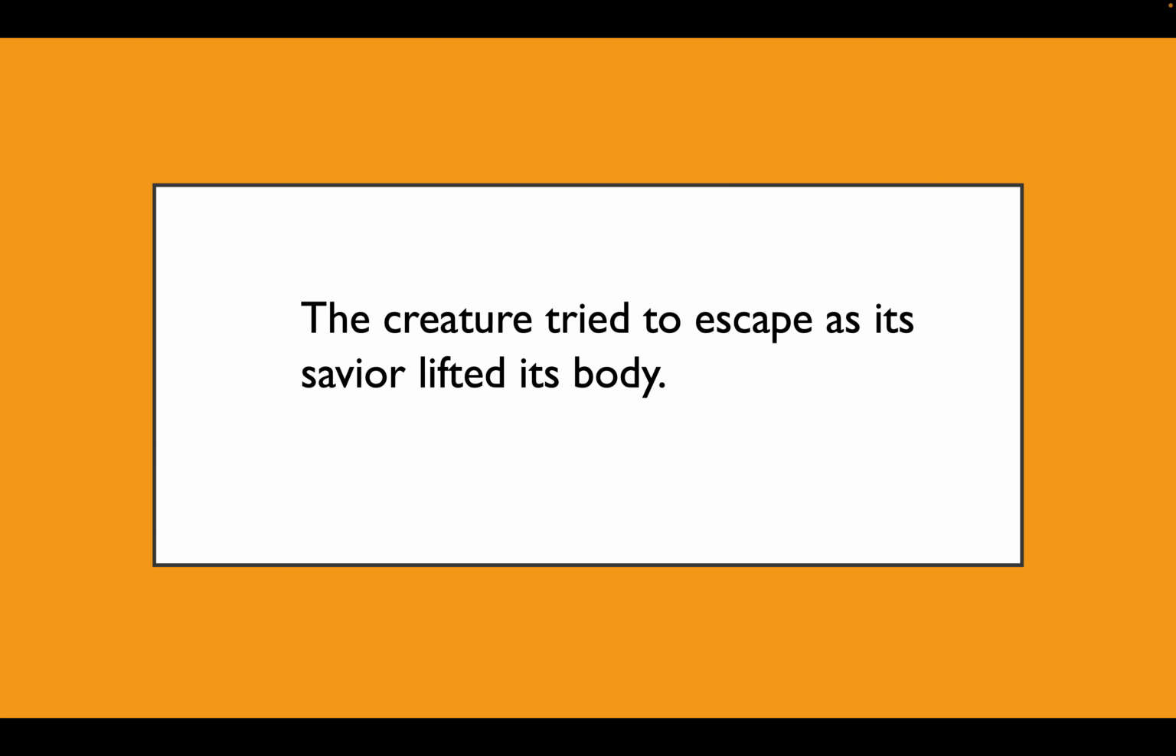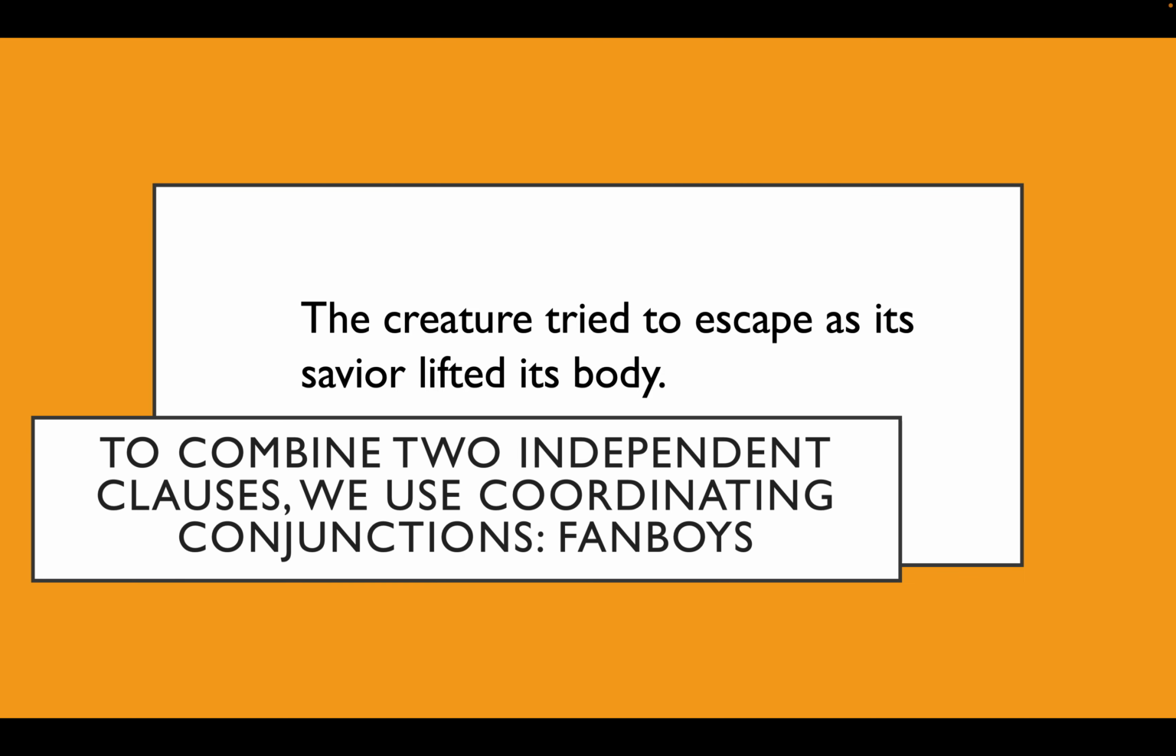Well, to see that, we're going to strip away everything else and just reduce this sentence to its core. And at its core, it's saying the creature tried to escape as its savior lifted its body. That's the core of the sentence. Now, if we look at that, we've got those two clauses, creature tried and savior lifted. One of them is independent and one of them is dependent. And what makes the second clause dependent is the subordinating conjunction. Now, to review, if you have two independent clauses and you're putting them together, that's called a compound sentence.